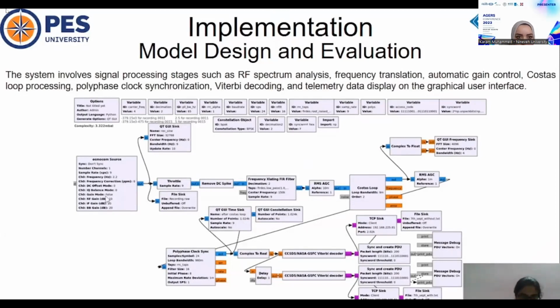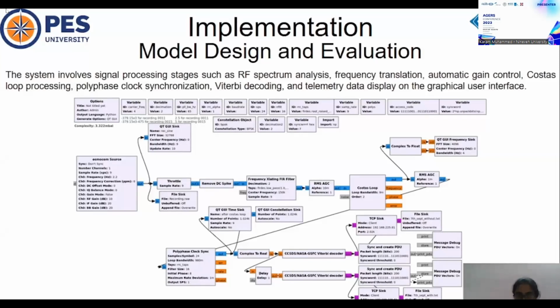At the Osmocom source block, the raw signals from the SDR are transmitted. These signals are passed to the throttle block where it limits the rate of flow of the signals. It is further passed to the remove DC spike block where it removes the unwanted center frequency leak. These signals are passed to the frequency xlating FIR filter where the decimation of the signals takes place, and at the RMS AGC block, it maintains a constant amplitude in the signal. At the Costas loop block, the signals are locked to the center, which helps to eliminate the Doppler effect, and also the Costas loop helps to demodulate the signals.